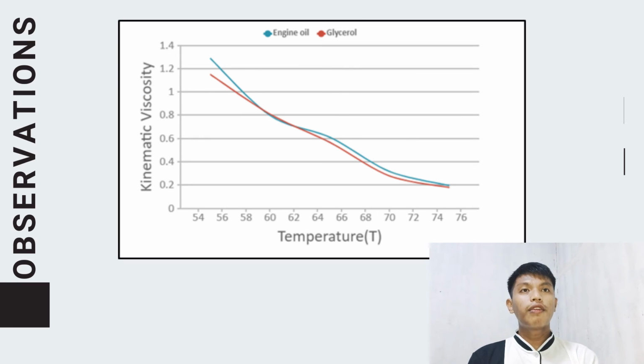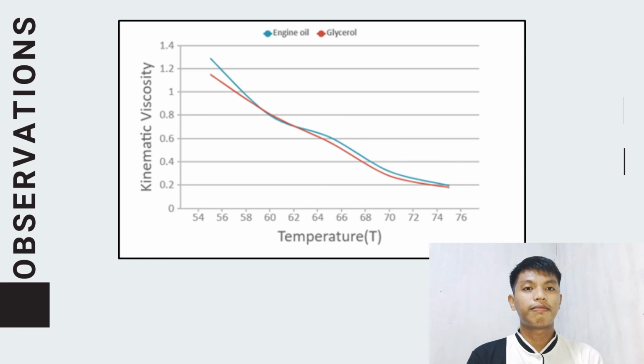This is the model graph of the two fluids used in the simulation. Blue line for engine oil, while the red one is for the glycerol. The graph of these two fluids has the same form, meaning the fluids behave in the same manner. As the temperature increases, the kinematic viscosity decreases, and vice versa, in which the temperature and viscosity are inversely proportional to each other.